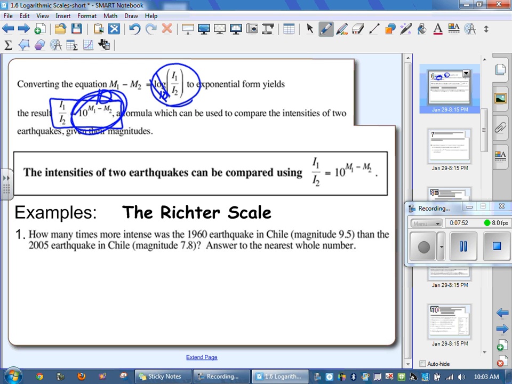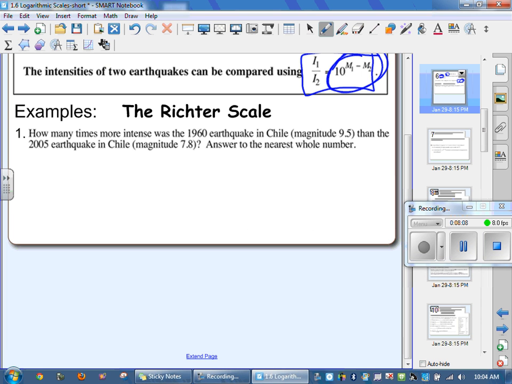Let's take a look at this first one. They're always going to kind of show it to you like this, but really, all you need to remember is this part of it, where you take 10, magnitude 1 subtract magnitude 2, whoever you're comparing. All right, let's take a look now. It says, how many times more intense was the 1960 earthquake in Chile, with a magnitude of 9.5, than the Chilean one at 7.8? And what's the answer to the nearest whole number?